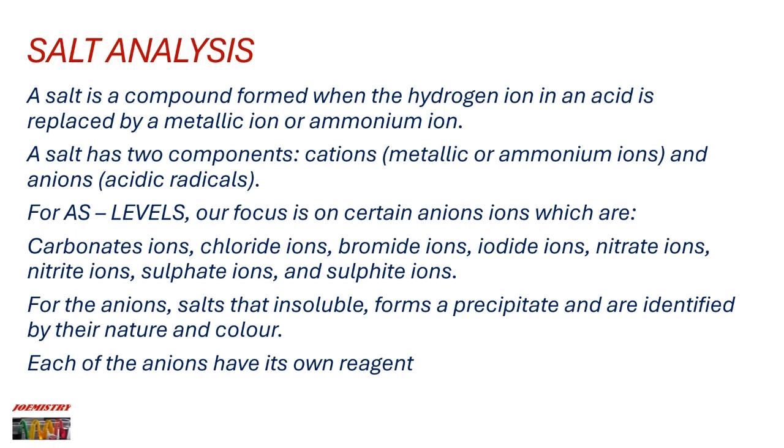For AS levels, our focus is on certain ions, which are carbonate ions, chloride ions, bromide ions, iodide ions, nitrate ions, nitrite ions, sulfate ions, and sulfite ions. For the anions, salts that are insoluble form a precipitate and are identified by their nature and color. Each of the anions has its own reagent.